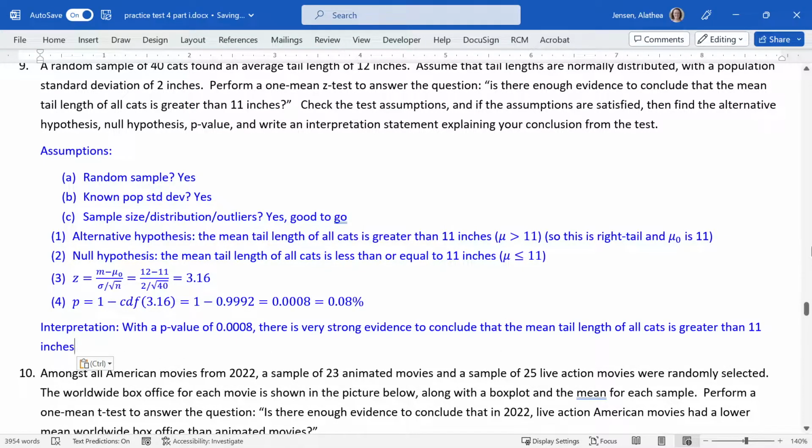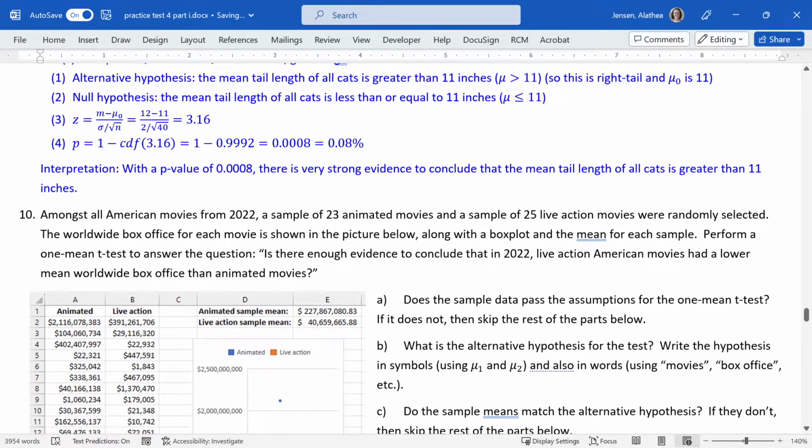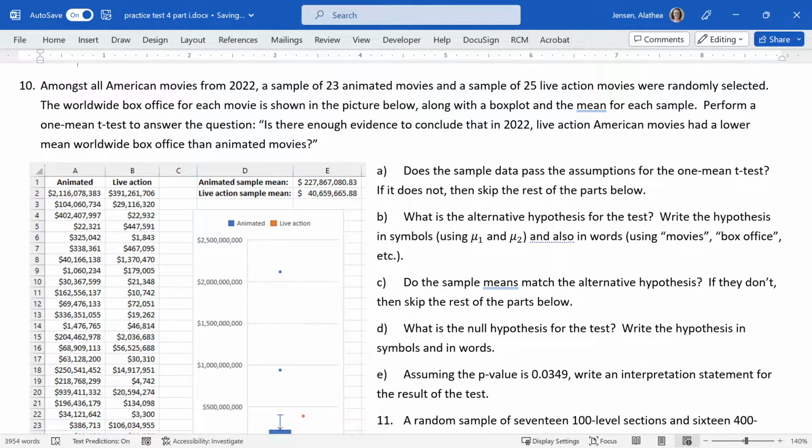Okay, alternative hypothesis. All right. So that is the end of that type of question. The next set of questions is about t-tests. You are not going to have Excel on this part of the test, but you can still answer a lot of the questions from the t-test procedure without using Excel.